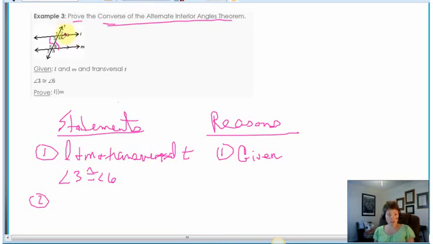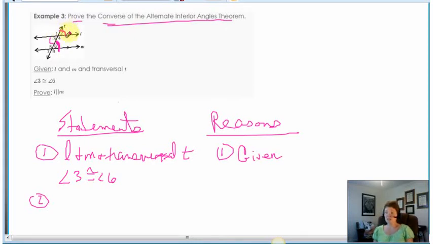Now there's a couple ways to do that. The way I'm going to do it is I'm going to use angle 6 and angle 2. Those are the angles that I want to be corresponding. Okay? Now, I can't just say they're congruent. I don't know they're congruent. But I do know that angle 3 and angle 2 are congruent. How do I know that?